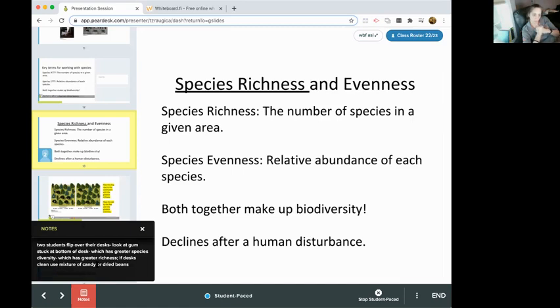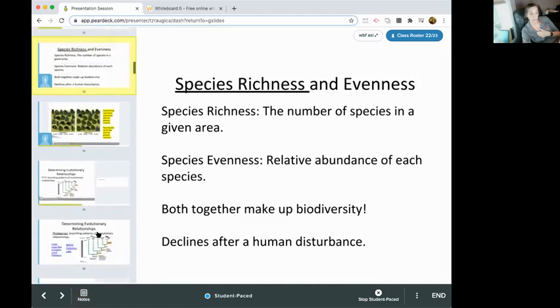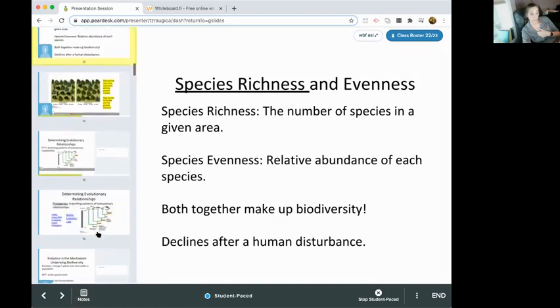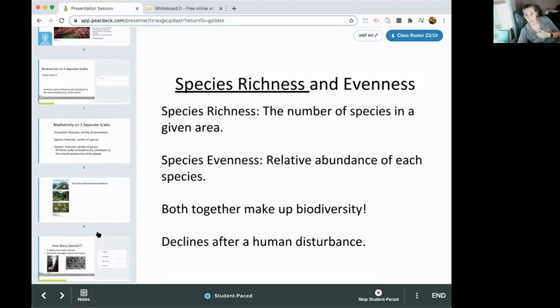at the bottom of their desk, which has greater species diversity, which has greater richness. If desks clean, use mixture of candy or dried beans. Okay, so that's disgusting. That's like an activity suggestion for you guys to learn about biodiversity. We did our front yards and backyards, but that actually is a thing because at the end of the year when you flip your guys' desk over, it's gross. But there's another way to do a biodiversity study.